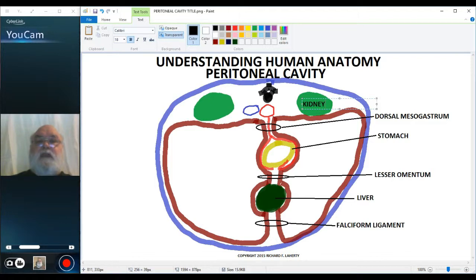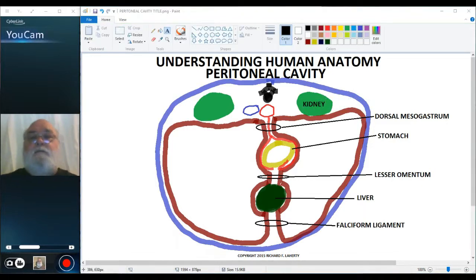So, we have the peritoneal cavity still divided into right and left, but now the liver is beginning to develop, and that divides the ventral mesentery into lesser omentum and falciform ligament. In the next video, we'll see what happens as the stomach continues to rotate and move over to the left side of the body, and the liver will start to move to the right side of the body.